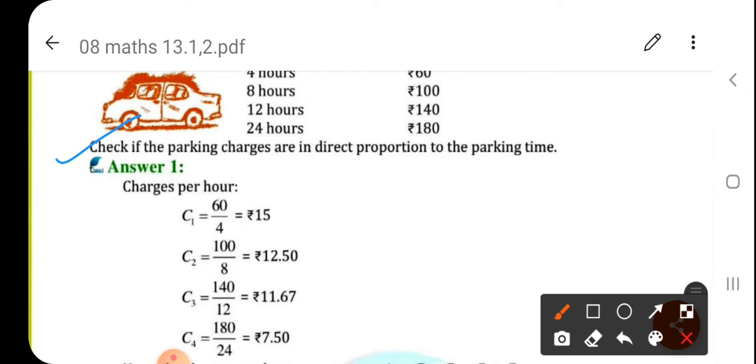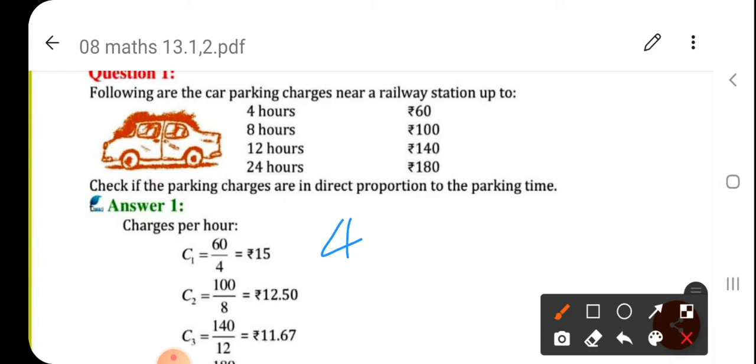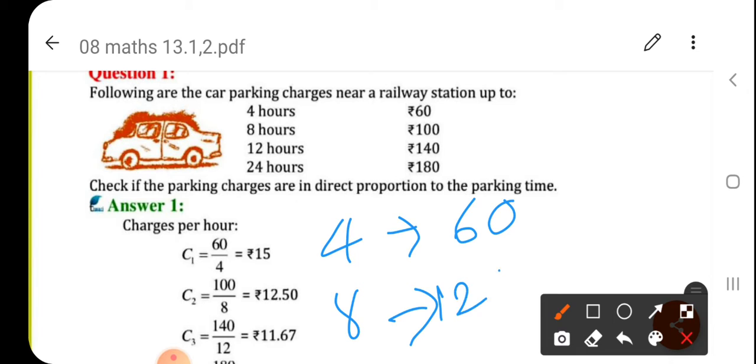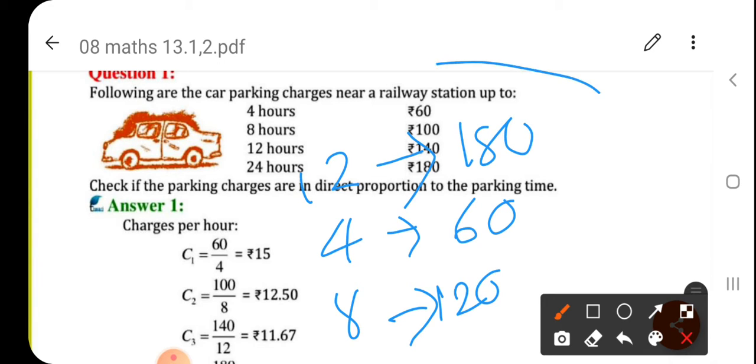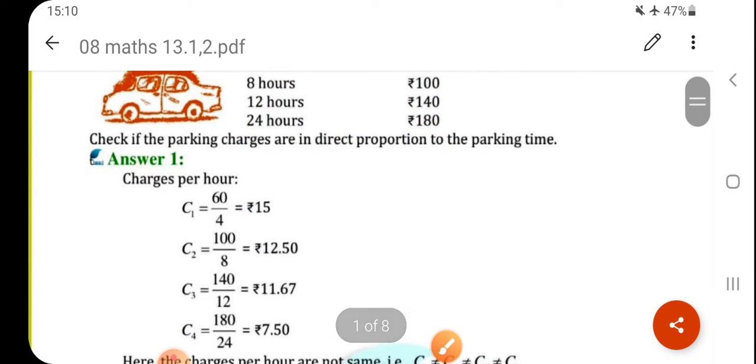Check if the parking charges are in direct proportion to the parking time, as the number of hours increases. That's what we have to check. How? 4 hours takes 60, then for 8 hours it should be double, 120. Then for 12 hours it's triple, 180. If values like these were given, then it would be a direct proportion. But here, other than 60, it's given 100 and 140 instead of 120 and 180. So it's not a direct proportion.